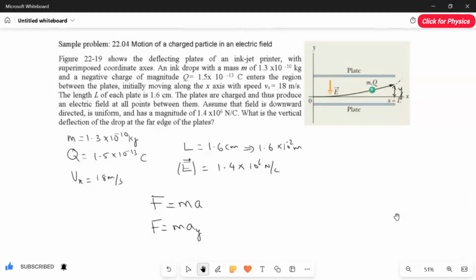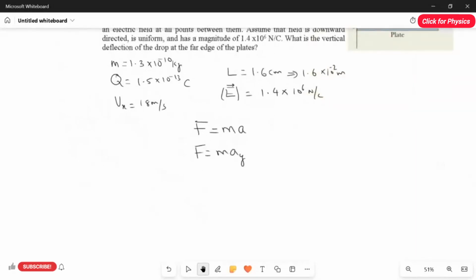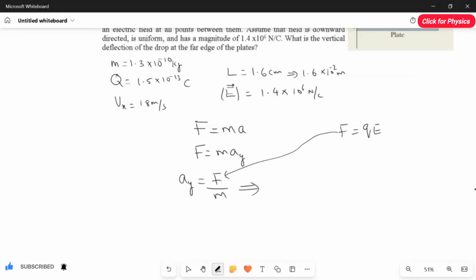Now I'm going to rearrange this equation in terms of a_y, the acceleration along the y-axis, which is equal to force over m. The force experienced by the charge is F equal to Q multiplied by E. So I'm going to substitute it here. By that, your equation will become Q multiplied by E, where I can use the capital Q here.